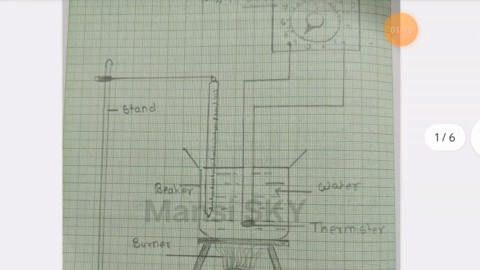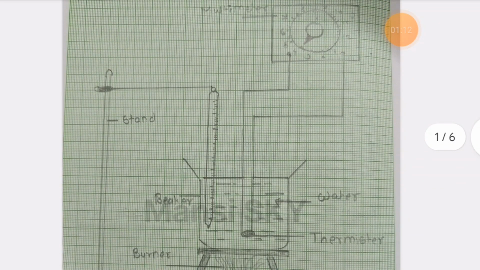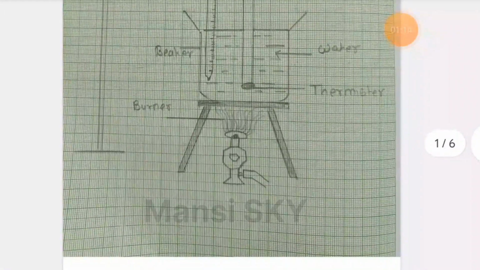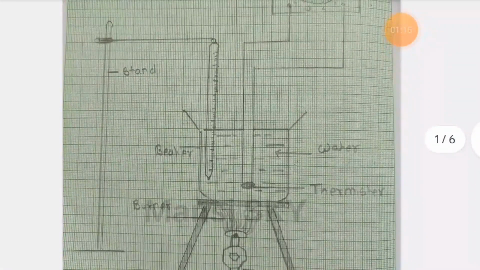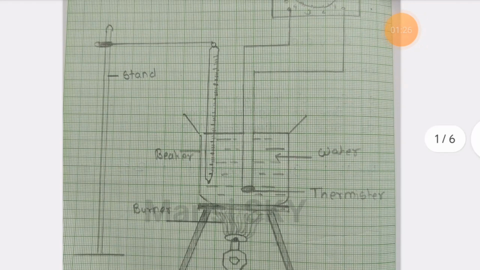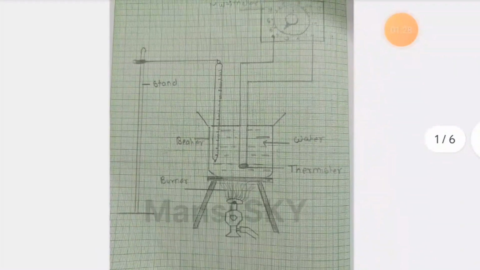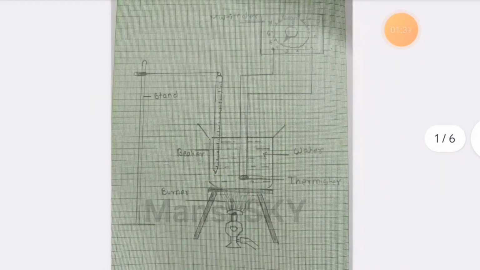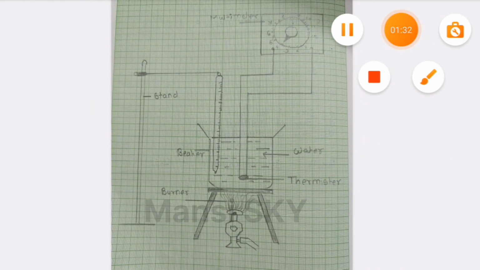First we are going to start by understanding the diagram of this practical. This practical is called the thermistor, or its full name is to study the characteristics of the thermistor. So the aim is to study the characteristics of the thermistor. The first thing we are going to see is the diagram. What is in the diagram here? As you can see, there are many things in this diagram.